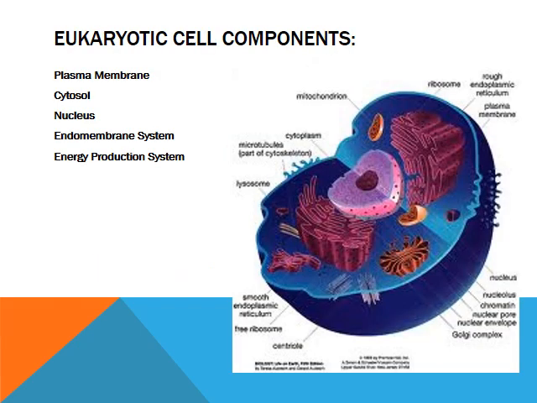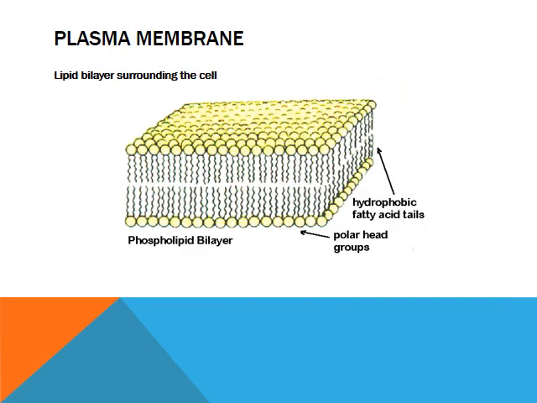So we've got this big system going on, encompassed by a plasma membrane, with a cytosol on the inside, a nucleus at the center, and then an endomembrane system and something to produce the energy. The first component of that is the plasma membrane. This is the outside of the cell. This is a lipid bilayer, a phospholipid bilayer, that entirely surrounds the cell and makes up all of the organelles.